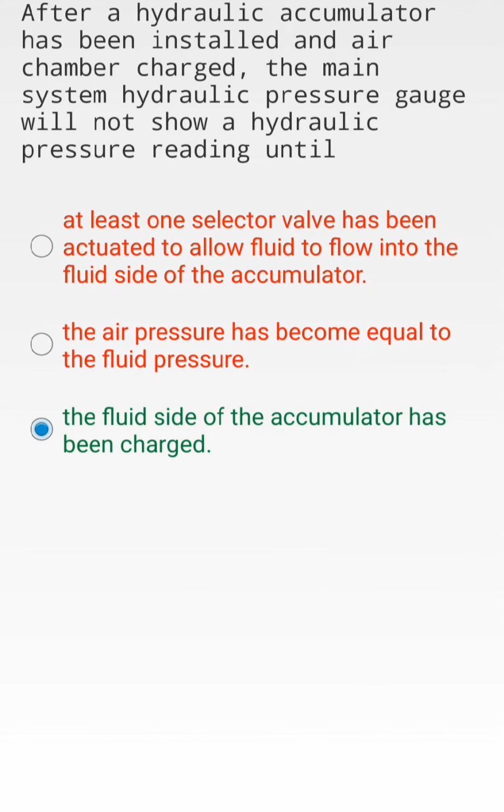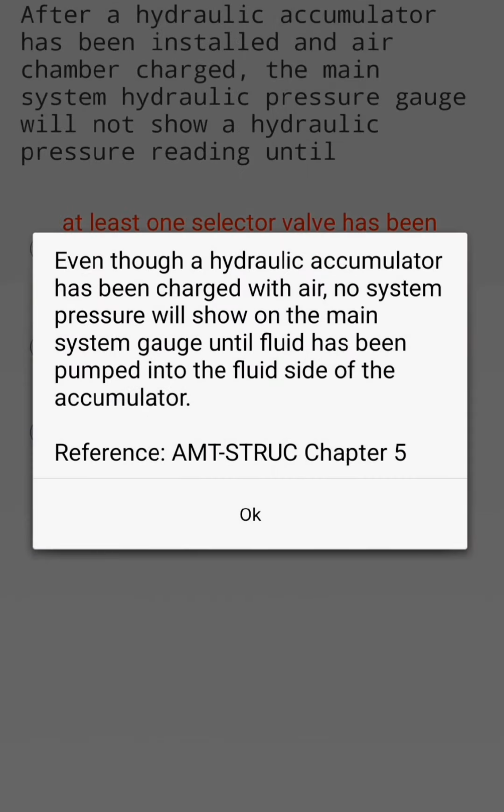After a hydraulic accumulator has been installed and the air chamber charged, the main system hydraulic pressure gauge will not show a hydraulic pressure reading until the fluid side of the accumulator has been charged. Even though a hydraulic accumulator has been charged with air, no system pressure will show on the main system gauge until fluid has been pumped into the fluid side of the accumulator.